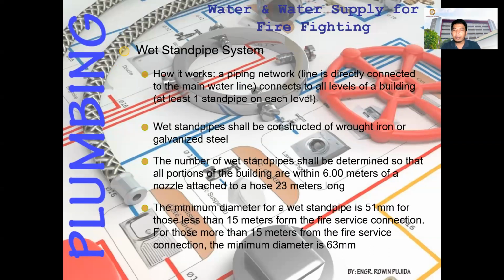The minimum diameter of a wet standpipe is 51 millimeters, that is 2 inches, for those less than 15 meters from the fire service connection. For those more than 15 meters from the fire service connection, the minimum diameter is 63 millimeters, that is 2.5 inches.